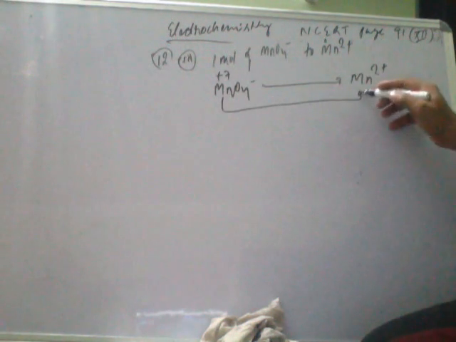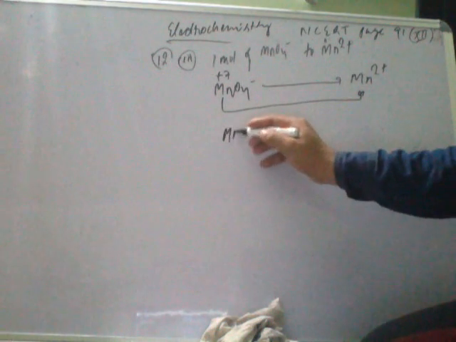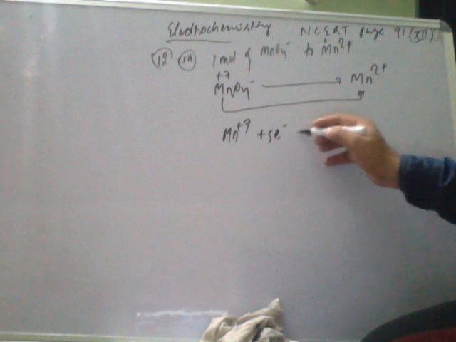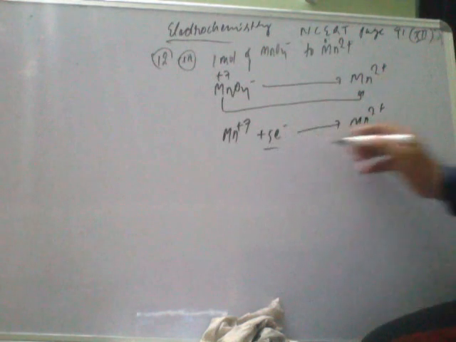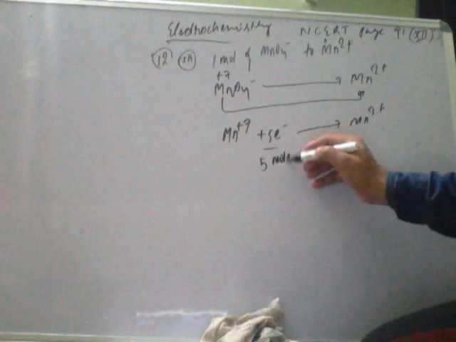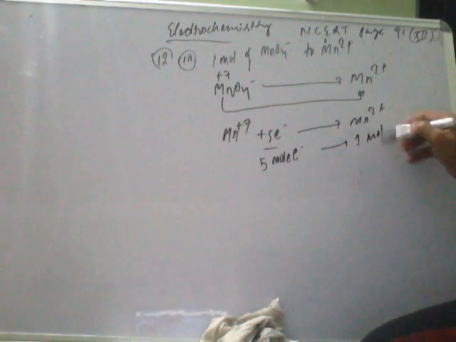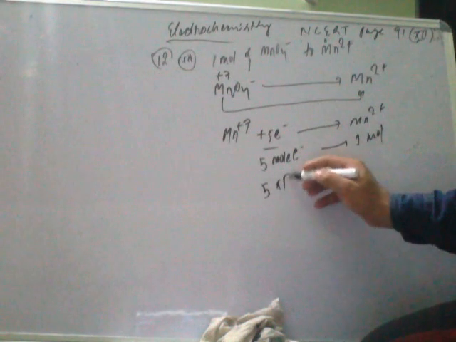Now the number of electrons: Mn7+, you are adding 5 electrons, so you are getting Mn2+, right? So 5 mole electrons for 1 mole of Mn2+. So 5 mole electrons, that is 5 Faraday.